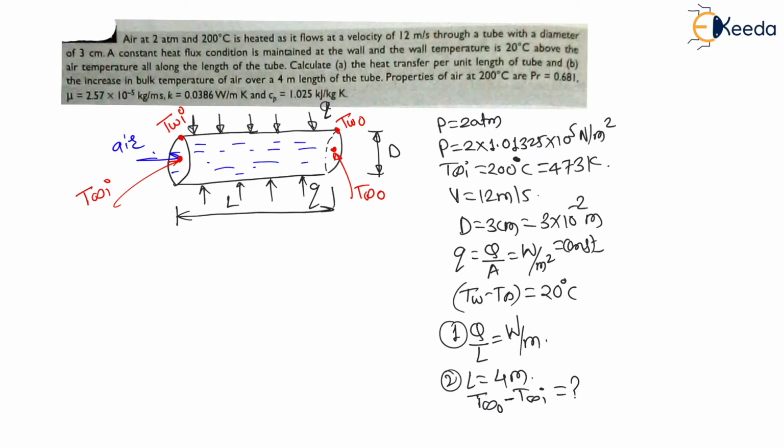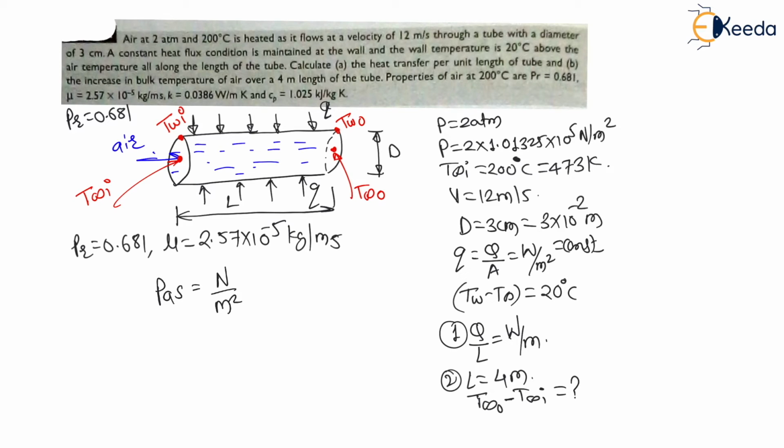Again they have given properties of air at 200 degrees Celsius. Let us write these values. Prandtl number is given as 0.681. Dynamic viscosity mu is equal to 2.57 into 10 to the power minus 5 kg per meter second. Generally this dynamic viscosity is required in Pascal second. The unit of dynamic viscosity is Pascal second, which is nothing but Newton per meter square into second.